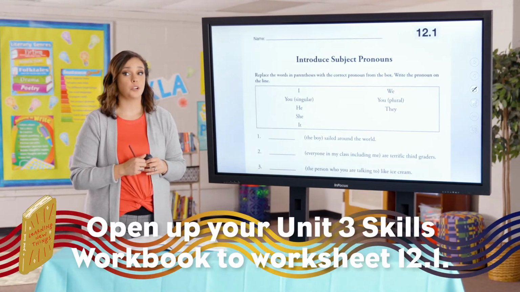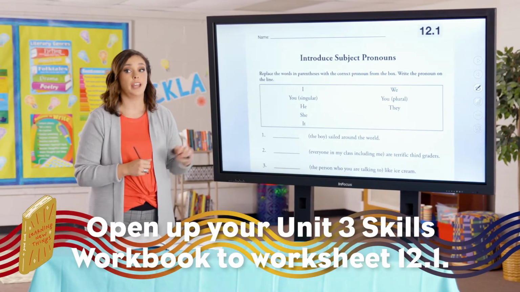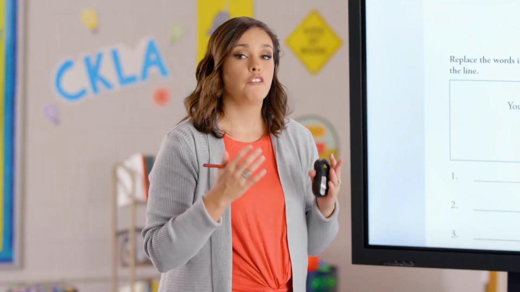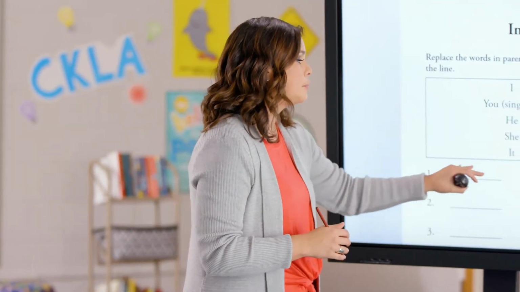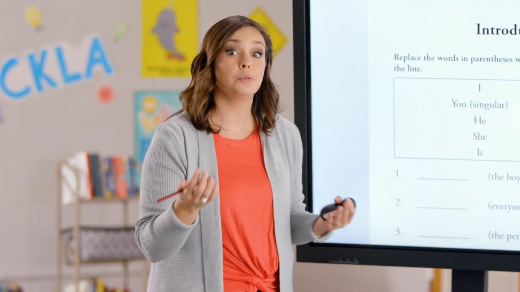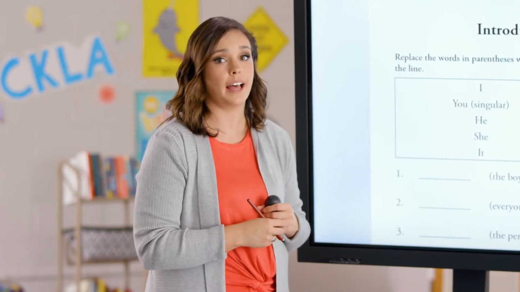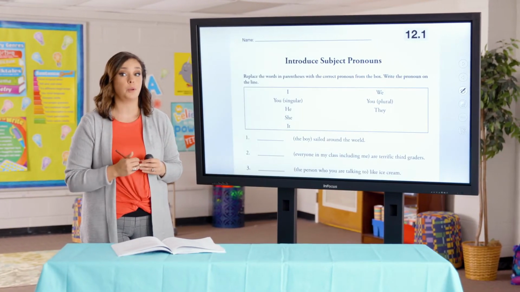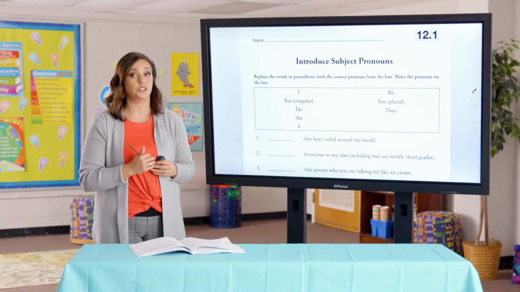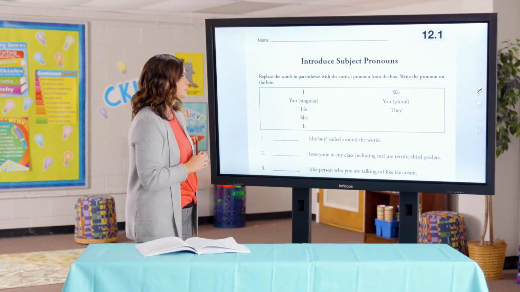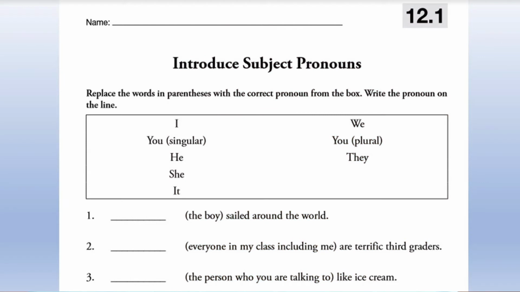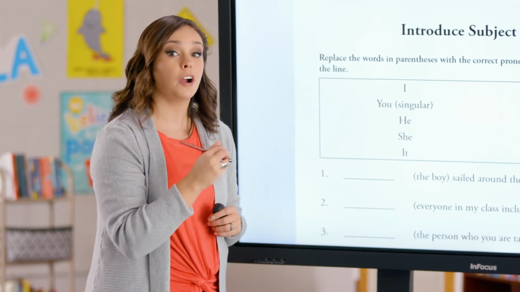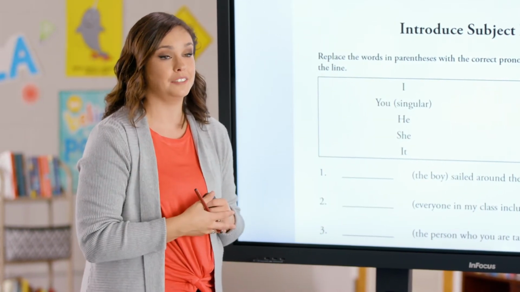Great job. Go ahead and open up your skills workbook to worksheet 12.1 and put your name at the top of your paper. For this activity, we are going to be replacing nouns with pronouns, just like we did in the last couple of slides. I'm going to go through the first couple with you, and then I'm going to release you to do the rest on your own. Let's get started. Replace the words in parentheses with the correct pronoun from the box. Write the pronoun on the line. Once we write the pronoun, we'll mark it out of our box so we know not to use it again.